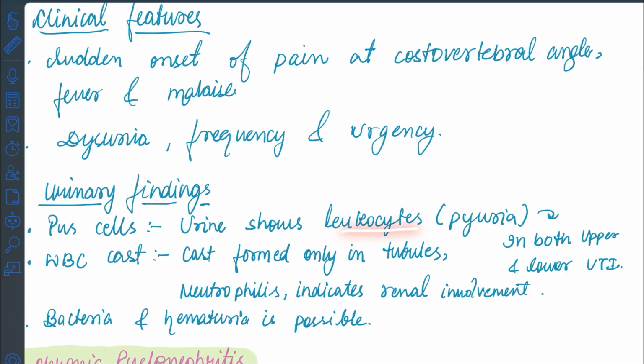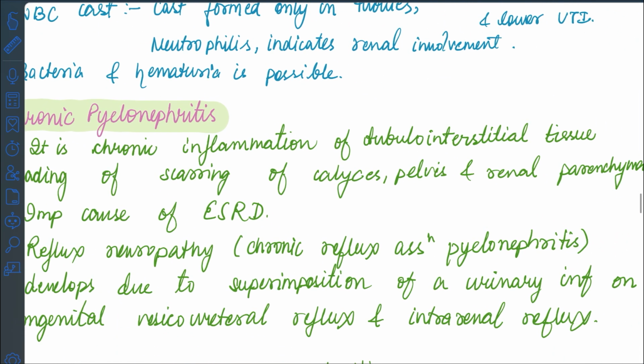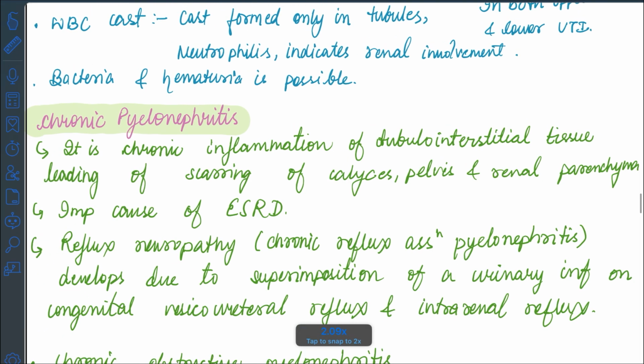Pus cells in the urine, that is pyuria, is seen in both upper and lower UTI. The WBC casts form only in tubules. Neutrophils indicate renal involvement. Now that we are done with acute pyelonephritis, let's look into chronic pyelonephritis.